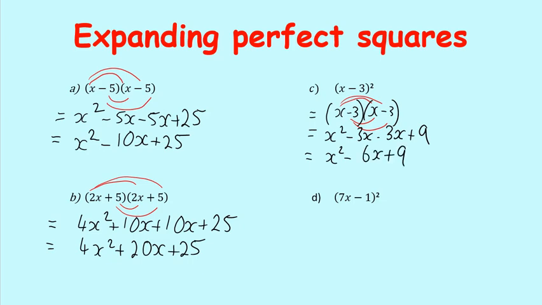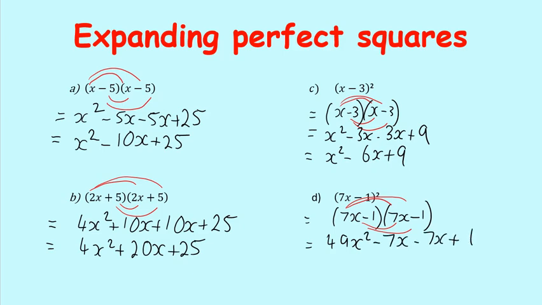For example D, we will do the same as the previous example by expanding it to bracket 7x minus 1 and another bracket 7x minus 1. And then expand the brackets, which will leave us with 49x squared minus 7x plus 1. We will then tidy up by collecting like terms, which will leave us with the answer of 49x squared minus 14x plus 1.